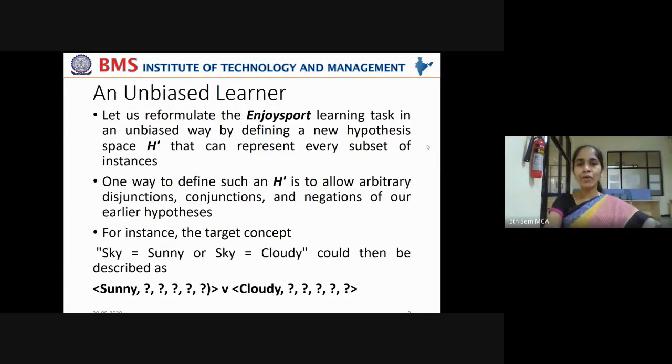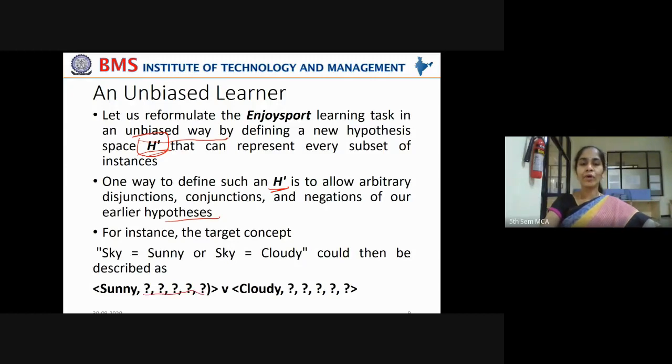Okay. Now let us reformulate the EnjoySport learning task in an unbiased way by defining a new hypothesis space H dash that can represent every subset of instances. Means every possible combination of instances, let us put that into this hypothesis space H dash. Now one way to define such a hypothesis space H dash is to allow arbitrary disjunctions, conjunctions and negations of our earlier hypothesis. Means now how would the instances be?